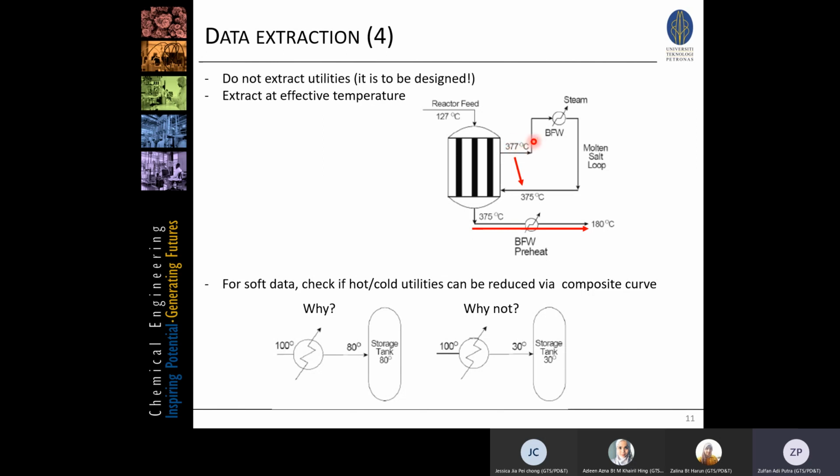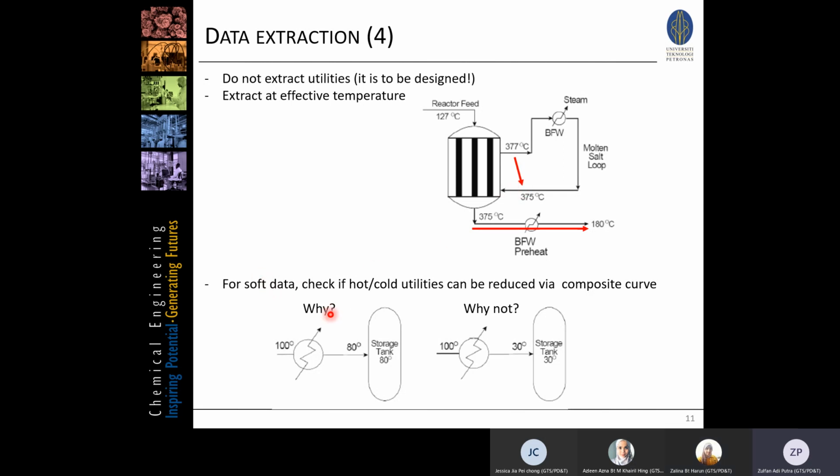Because we are going to use this to produce steam anyway, it is better to say that we have 375 degrees C and a very small delta T, like 1 degree C, and then we use that amount of energy to produce steam. So in this particular case, we cannot see 377 degrees C literally. We can see it as 375 degrees C, to make sure that we are on the safe side when we want to do some heat recovery later on.